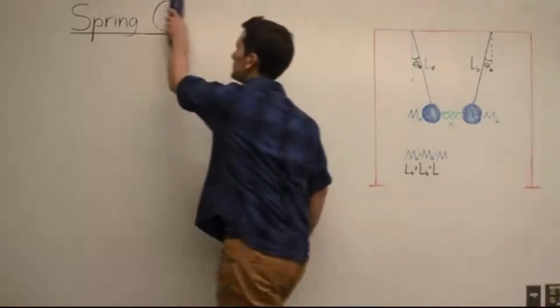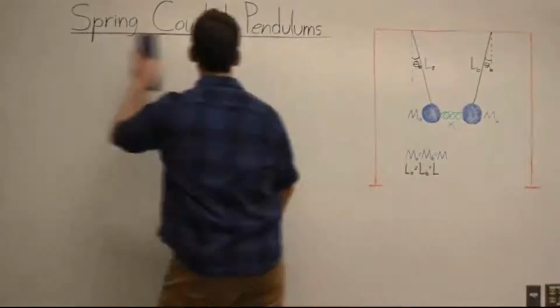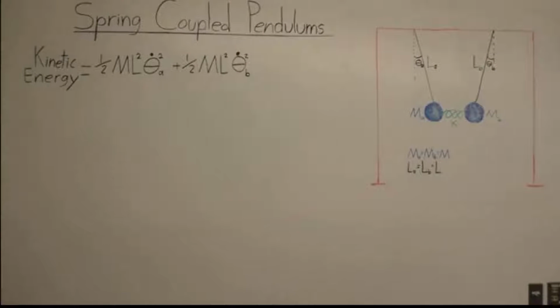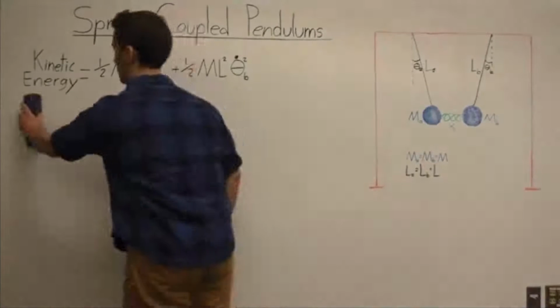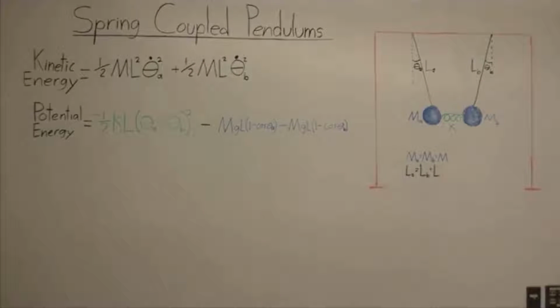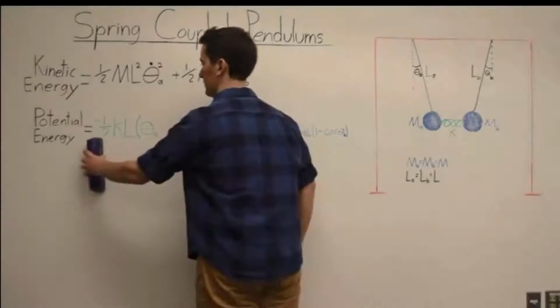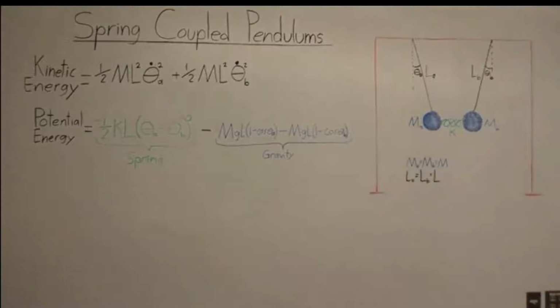We then write out the kinetic energy of the entire system, where the first term corresponds to pendulum A on the left, and the second term corresponds to pendulum B on the right. We then write out the potential energy of the system, where the first term corresponds to the spring potential energy, and the second and third terms correspond to the gravitational potential energy on pendulum A and pendulum B.